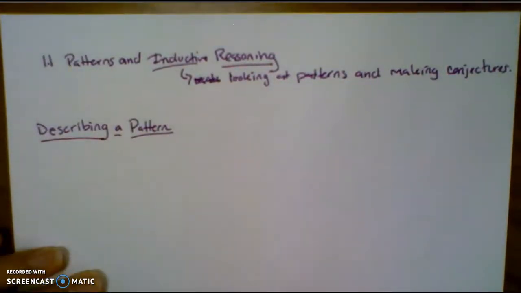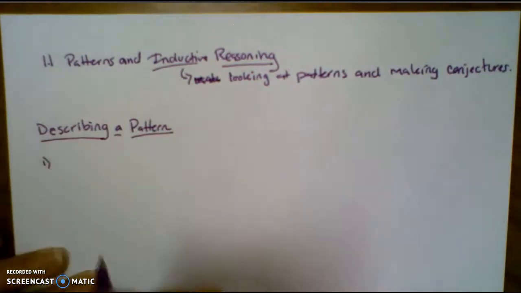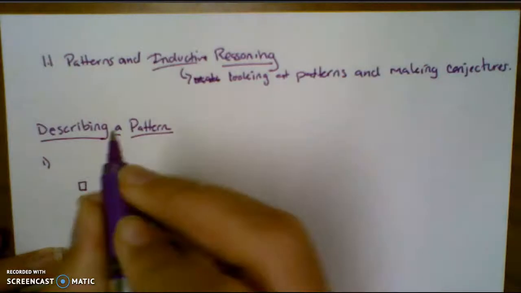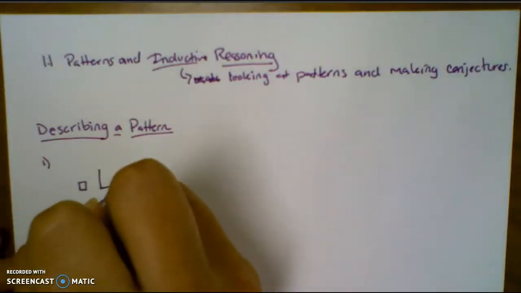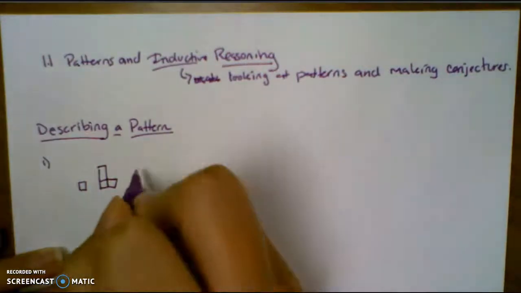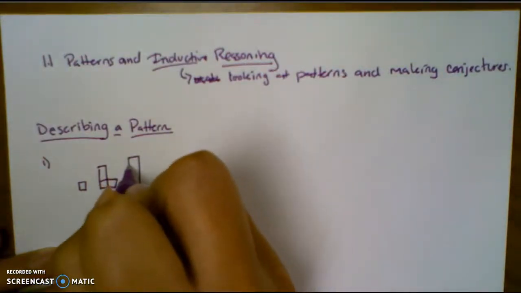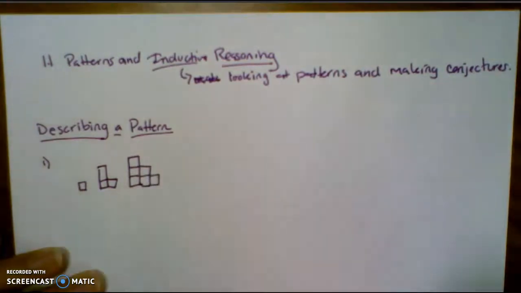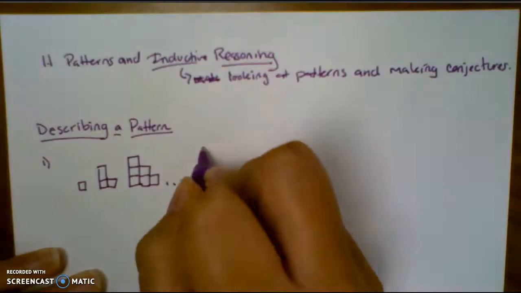So the first example that I'm going to give you is going to be a little square right here, okay? And then we're going to have an image that looks like this. And then we're going to have one that looks like this, if I can draw it correctly. Okay, and then the pattern's going to continue. So we're going to describe it first.